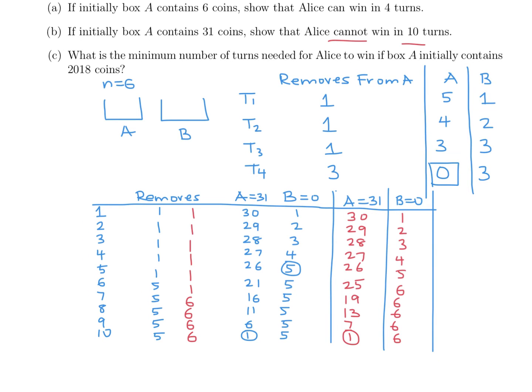Part C, what is the minimum number of turns needed for Alice to win if the box initially contains 2,018 coins? All right, so this time we have 2,018 coins, and this is, again, a lot of experimentation, but this is the way to do it. So we got n is equal to 2018, right? So removes A and B. And initially A is 2018, initially B is 0.